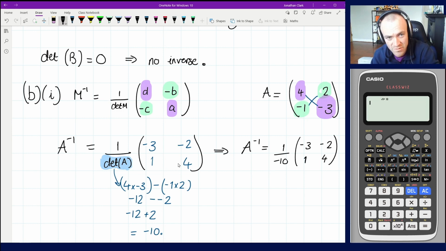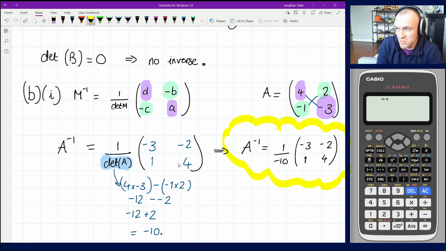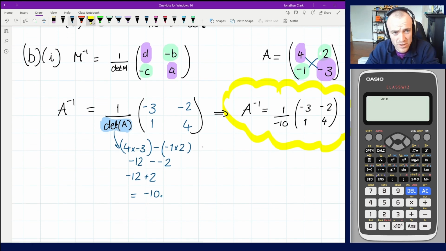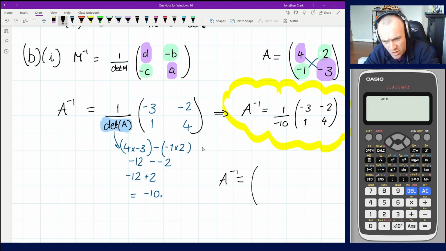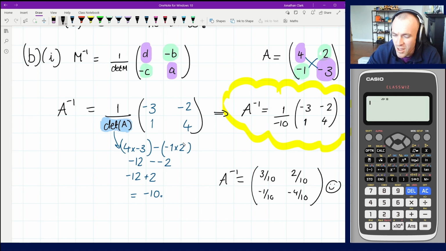And it's totally fine to leave your answer like this. That's the correct answer. If you did want to absorb the fraction into your matrix, you could do something like this as well: 3/10, 1/5, -1/10, -4/10. You can do that as well. That's totally fine. Or decimal equivalents, that's all okay too.